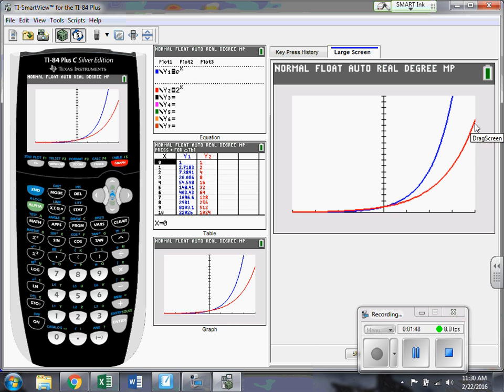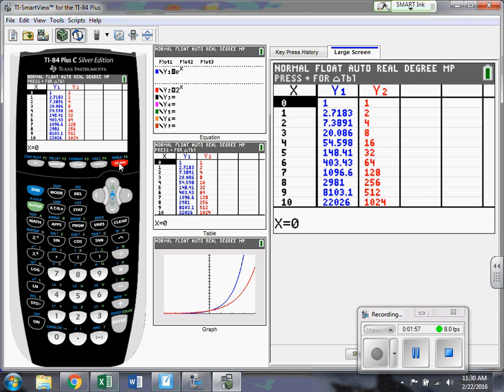Well, it may be a little bit tough to see. That's why I want to go into the table feature. Remember, table is accessed above the graph, so we go second graph to access the table. And we can see several values here. Here are a couple of things I would like to point out. Looking at 2 to the x, notice the pattern. For x of 0 to 6, we have 1, 2, 4, 8, 16, 32, 64.